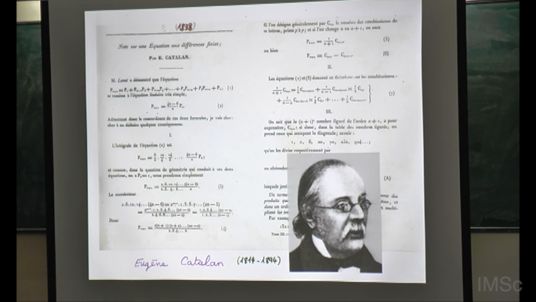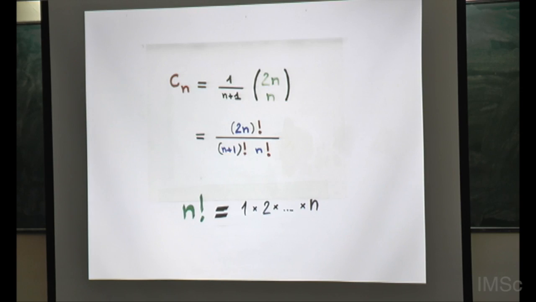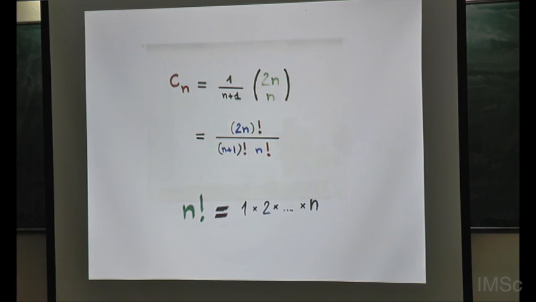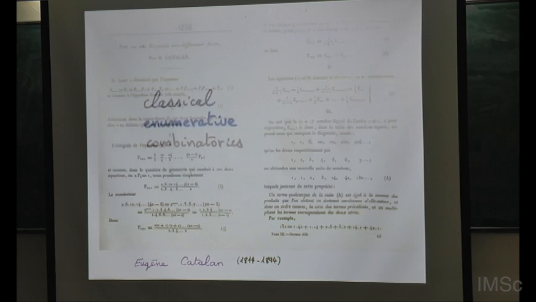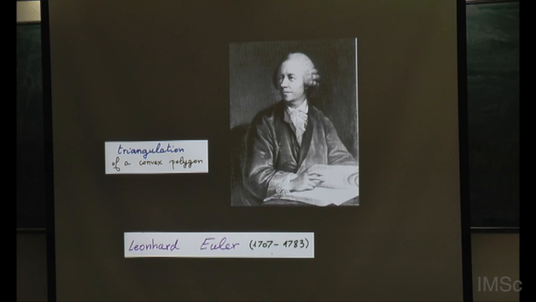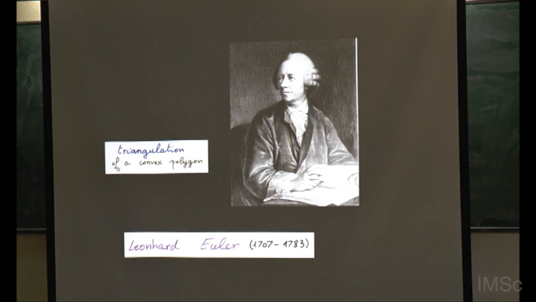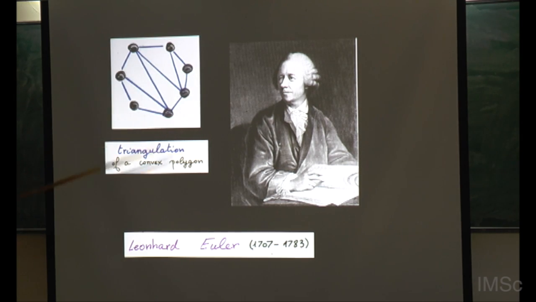So this is classical. In fact, these numbers called Catalan numbers go back much earlier than Catalan. In fact, it goes back to Euler. Euler introduced these numbers in 1751. Of course, he was not counting binary trees. Also, Catalan was not counting binary trees. They were counting something different, which is called a triangulation of a convex polygon.